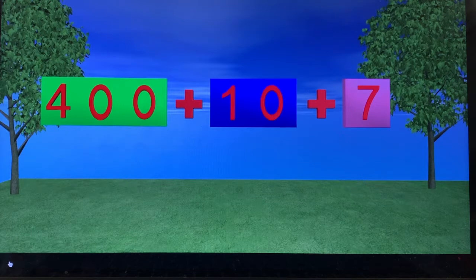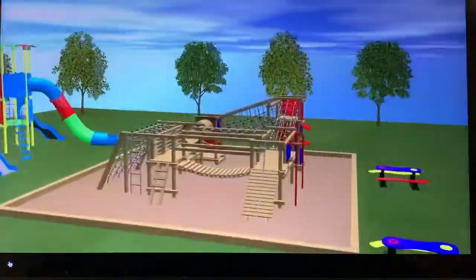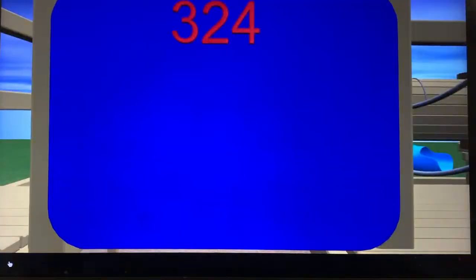Let's move to this board and look at another number. And let's see if you guys can help me figure out how to write the numbers in expanded form. Here we can see the number 324 in standard form. We need to write this number in expanded form. Let's start by looking at the 3. How much is the 3 worth in this number? 300, because it is in the hundreds place. So we would write down 300. Now let's not forget to write down the plus sign.